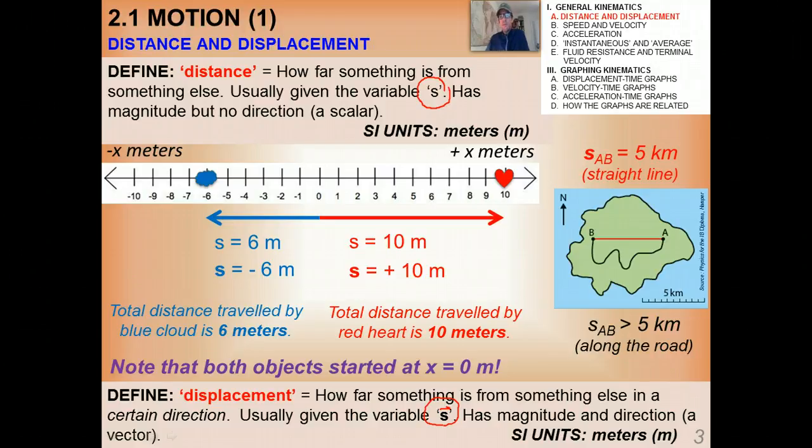So just think about it as a straight line, or as the crow flies, if you've ever heard that expression, or just a tunnel bored through the mountain. Think of that as the displacement. It's a straight line between 2 points, whereas the distance would be the actual path taken to get there. So along the road is much longer than 5 kilometers in this case.